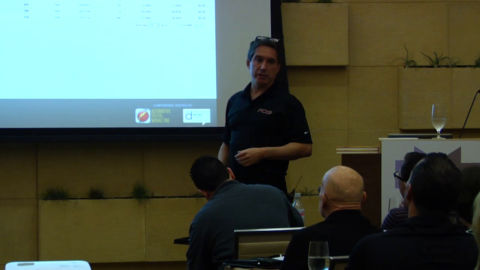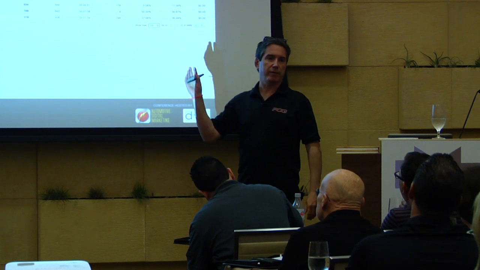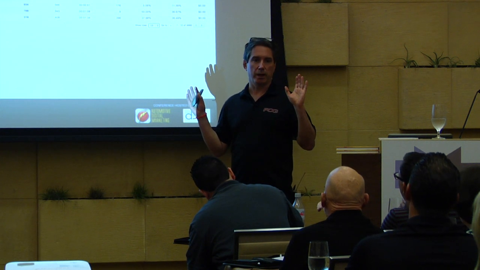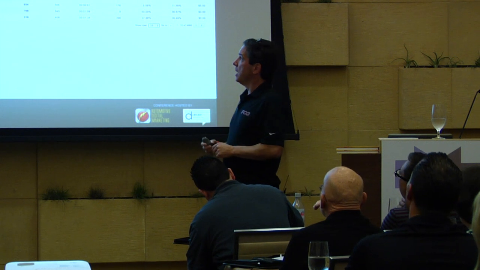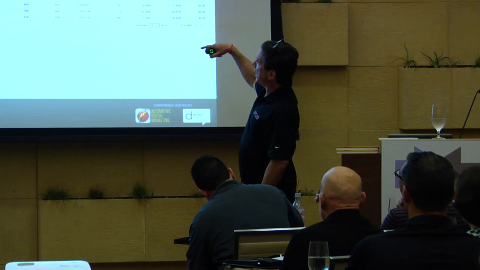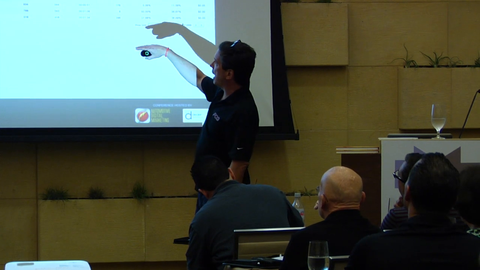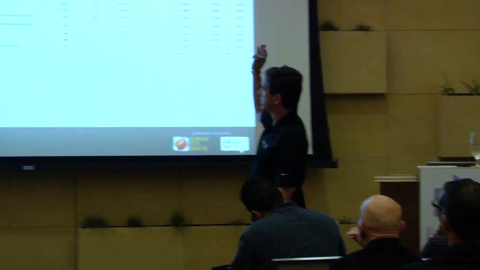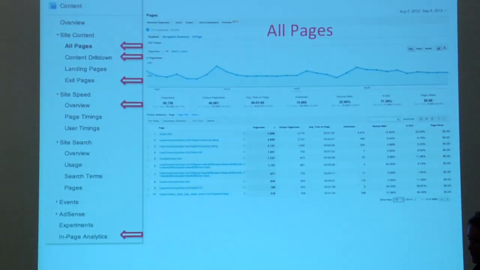So exit pages could be, man, after that page 2, they're just flying the coop. The sales funnel's broken. What can we do to change it? So look at this one. This is all pages ranked in popularity. The home page in this index was 7,800, and then a series of pages.